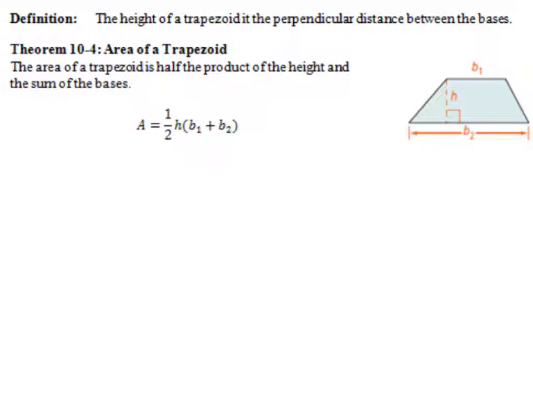To find the area of a trapezoid, we take half of the product of the height and the sum of the two bases. So if we have our trapezoid off to the right here, we've got our lower base down here, B2, our upper base, B1. We're going to add those two together and then multiply that by our vertical height. Again, the height needs to be the perpendicular distance between the bases. And then once we take the product of the height and the sum of the bases, we're going to divide that by 2.